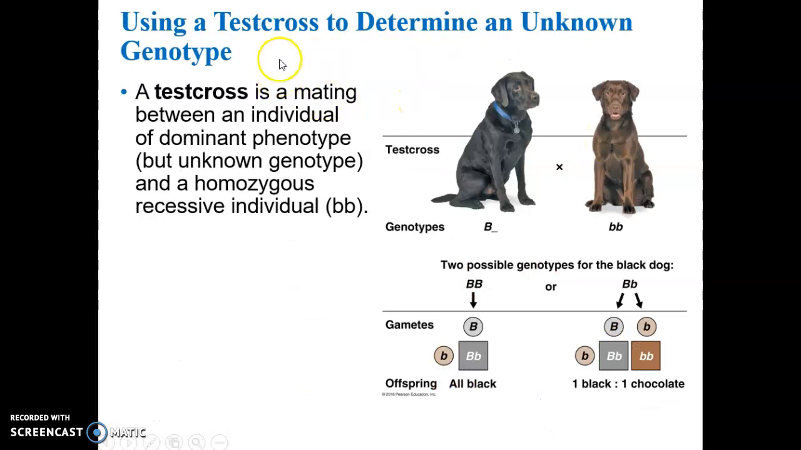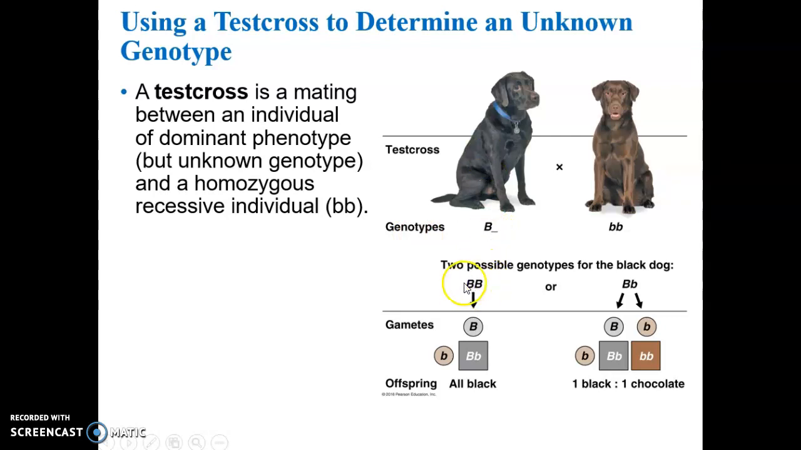So your textbook mentions how you can do a test cross to determine an unknown genotype. The example here are labs, Labrador retrievers, the dogs we call labs. The black coloration on the coat is the dominant phenotype. That means that the dog, genetically, has to have at least one capital B. It can have two capital Bs.